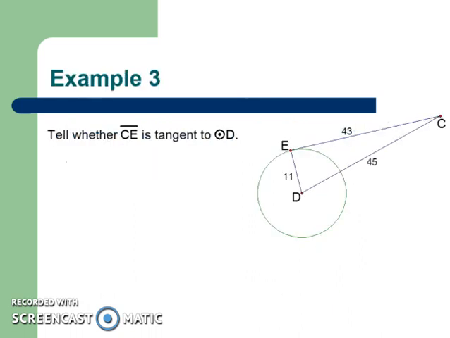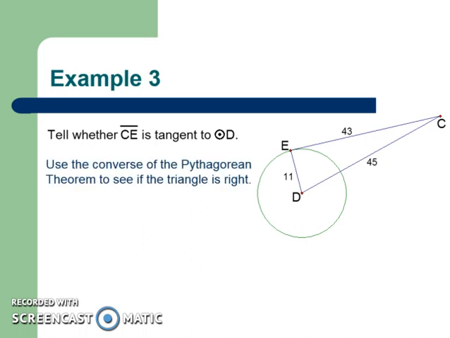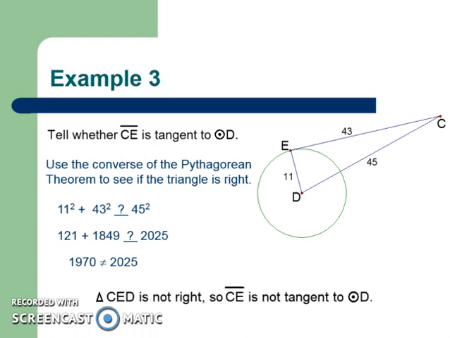So our example of this: is EC a tangent? Well, to check, we have to use the Pythagorean theorem, because it will tell us if it is a right triangle. So we do 11 squared plus 43 squared, and we're going to see if it's equal to 45 squared. We get 121 plus 1,849, and we get 1,970 and 2,025, which doesn't work. So it is not tangent. So you just check to see if the Pythagorean theorem works.